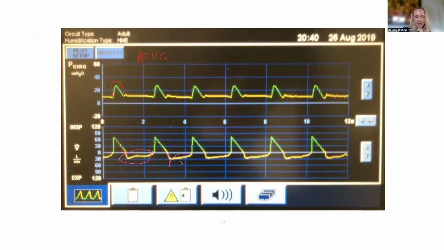So what do you think the patient's doing in expiration? Does the yellow line, at least, make you think of any pattern? Yeah, they're working in expiration. They're actively pushing.